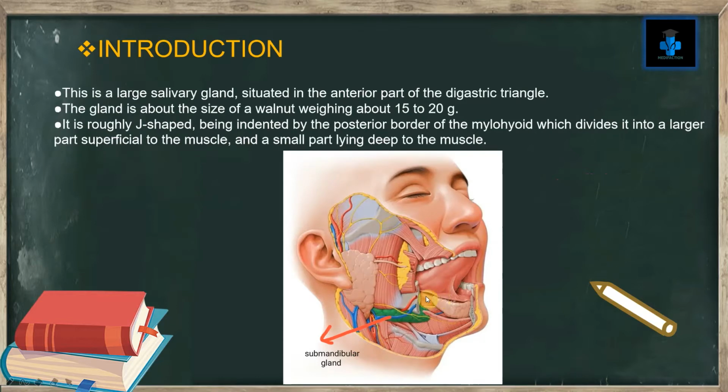Introduction. This is a large salivary gland situated in the anterior part of the digastric triangle. The gland is about the size of a walnut, weighing about 15 to 20 grams. It is roughly J-shaped, being indented by the posterior border of the mylohyoid, which divides it into a larger part superficial to the muscle and a small part lying deep to the muscle.